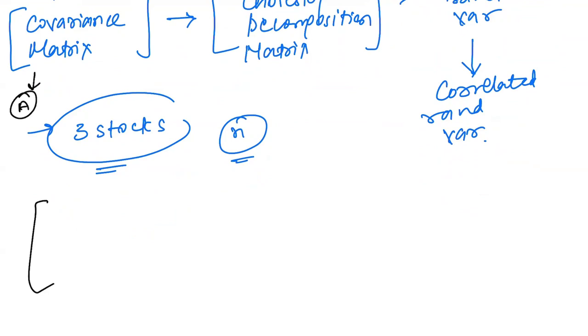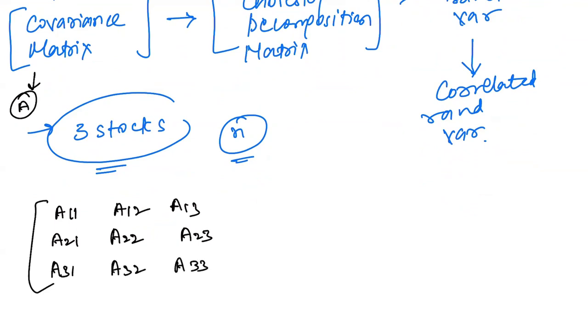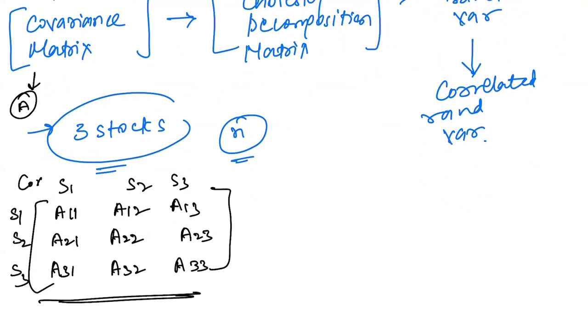So let's say our covariance matrix, let's denote this by A, was something like this: A11, A12, A13, A21, A22, A23, A31, A32, A33. This is our covariance matrix, with rows and columns for stocks S1, S2, S3. Using the covariance matrix, you can find out the correlation between each of the stocks.